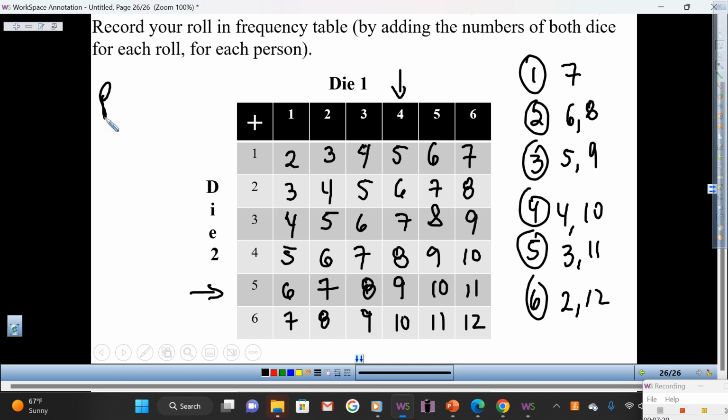So, the possibility of rolling a 7. How many times does it appear? 1, 2, 3, 4, 5, 6. And what is the total number of rolls that we had? What is 6 times 6? 36. So that means our possible outcome of rolling a 7 is 1 out of 6.